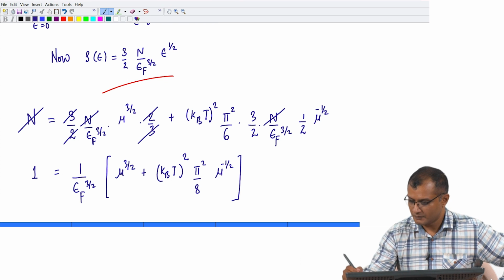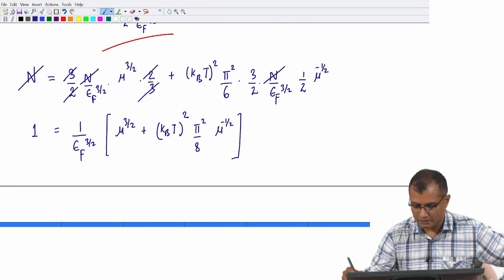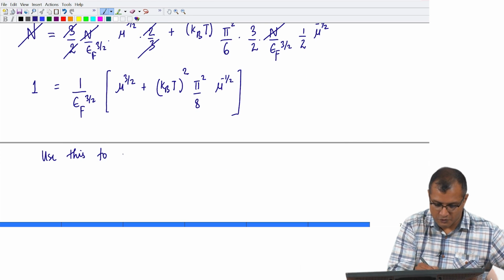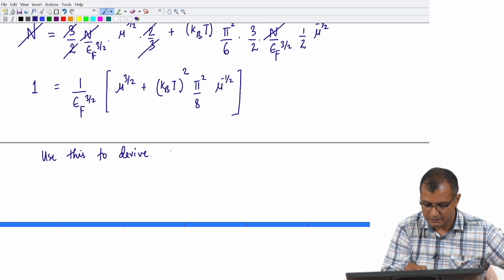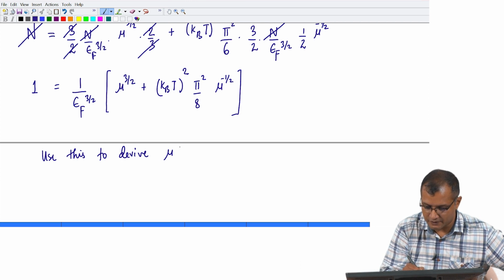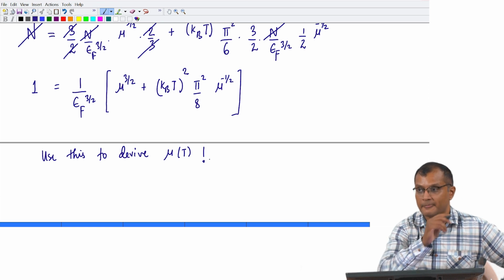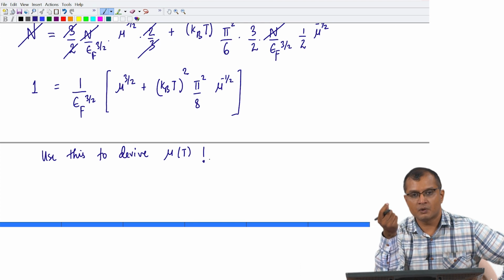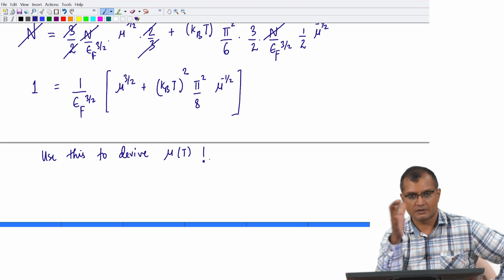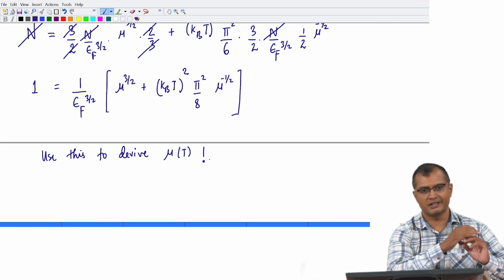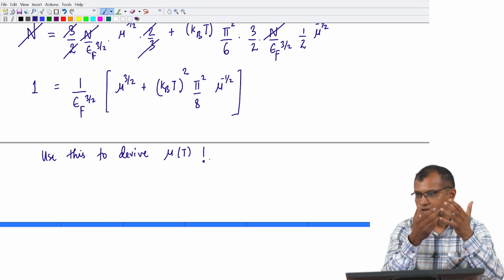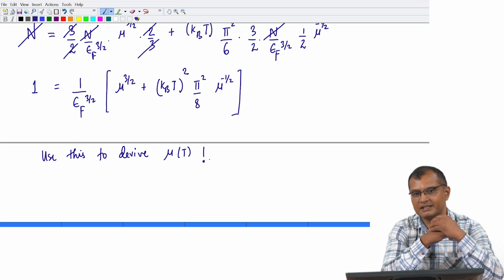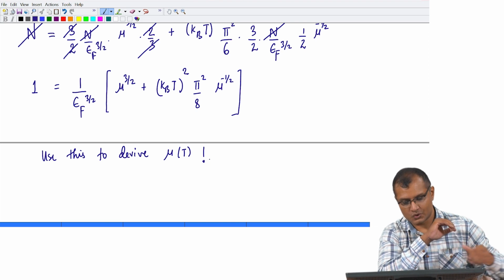Okay. So, now you can use this to derive an expression for mu as a function of T. So, we have this equation here which can be used to compute how the chemical potential varies with temperature. So, I have said for one value of temperature that the chemical potential becomes the Fermi energy, but what happens to the chemical potential as you vary the temperature? This is something that we would like to know.